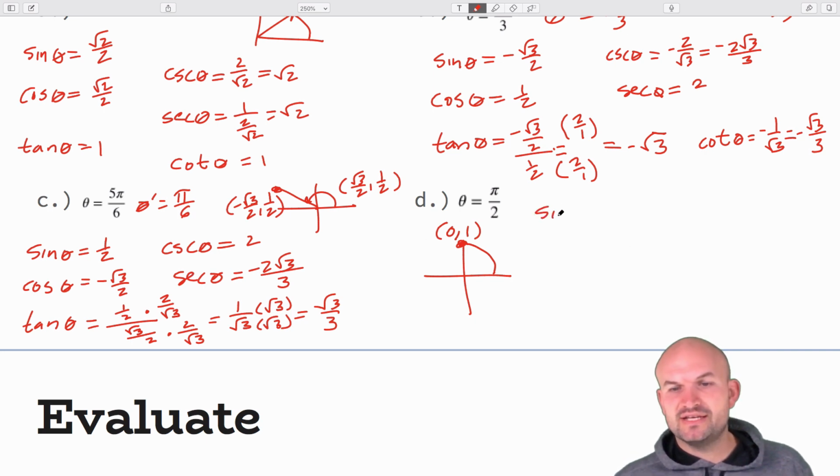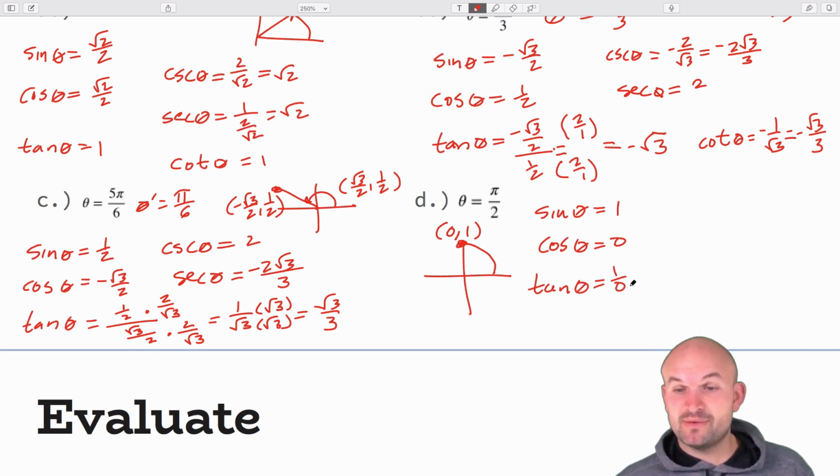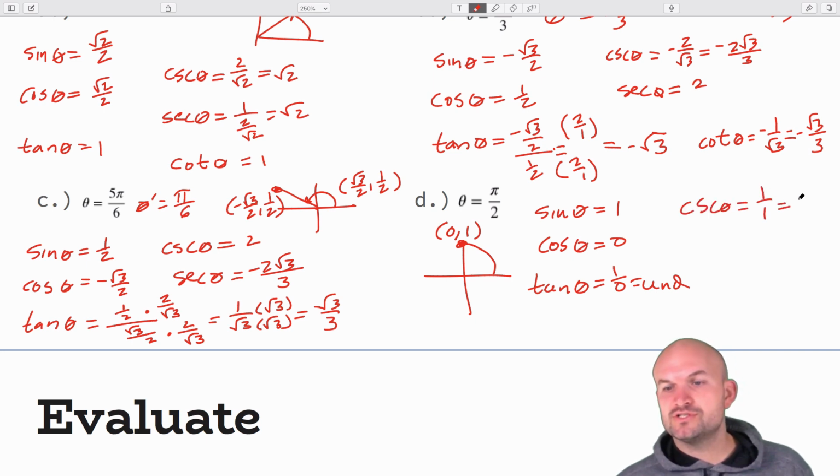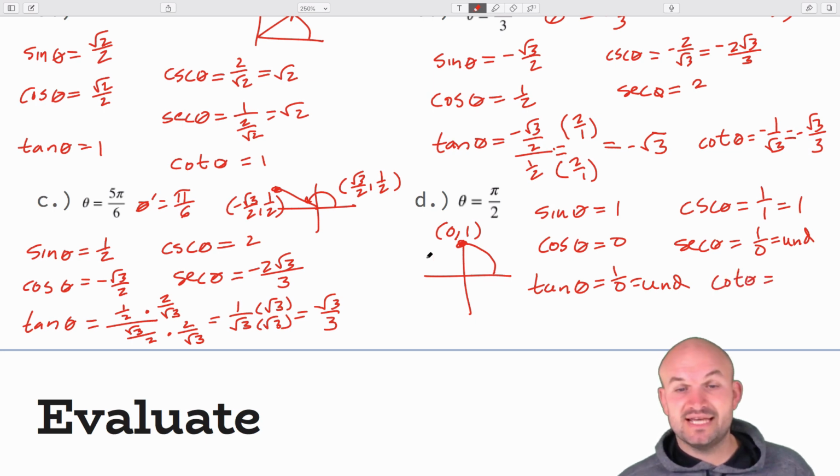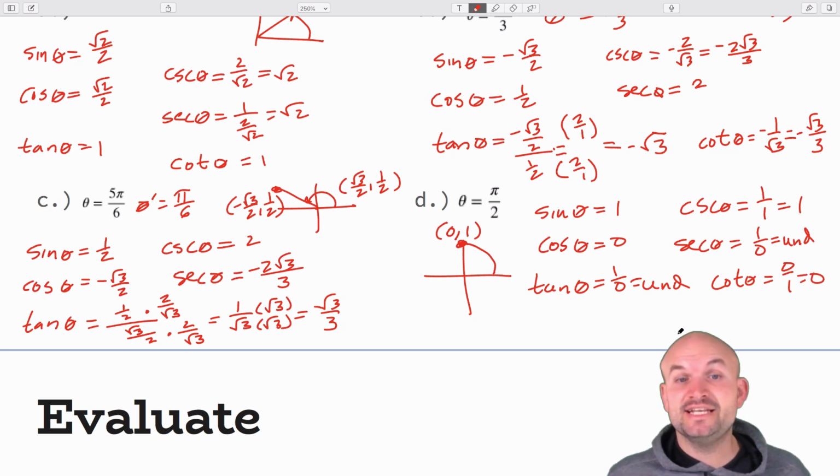So in this case, we have the sine of theta is equal to 1. Cosine of theta is equal to 0. And the tangent of theta is 1 over 0. Well, you can't divide by 0, so that's going to be undefined. The cosecant of theta is 1 over 1, which is 1. The secant of theta is 1 over 0, which is, again, undefined. And the cotangent of theta is the x over the y, so it's 0 over 1, which is 0. So just remember, when we're dividing by 0, that's going to give us an undefined value.